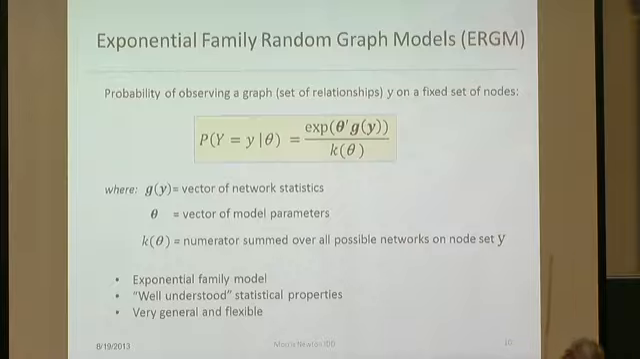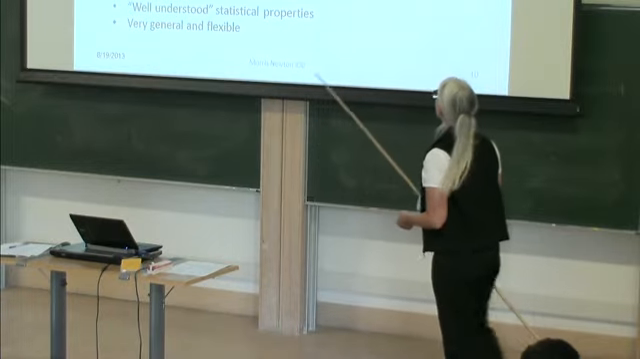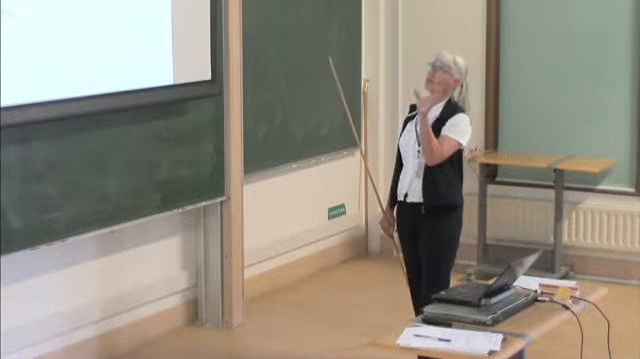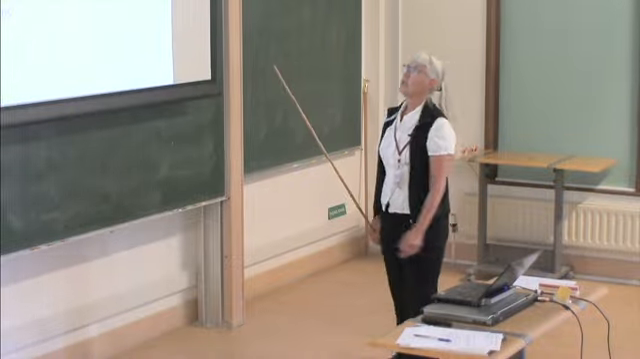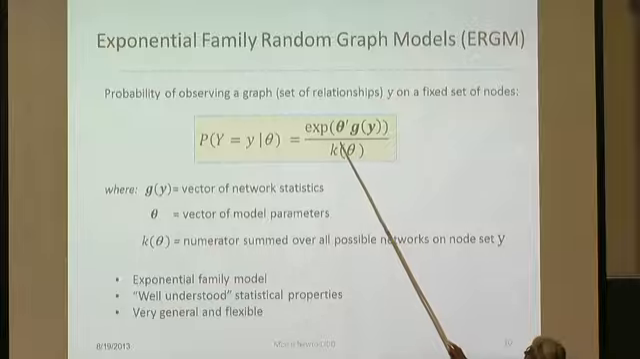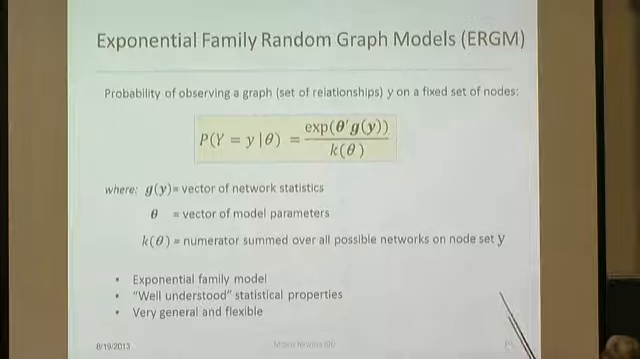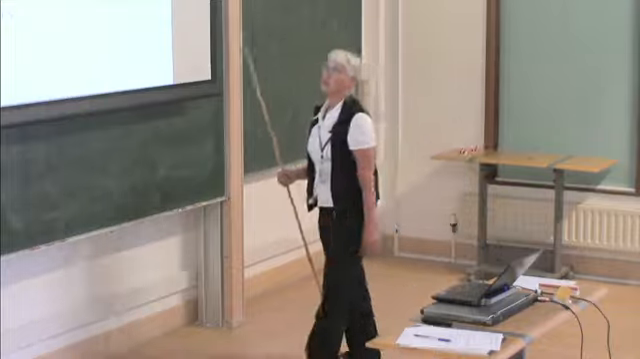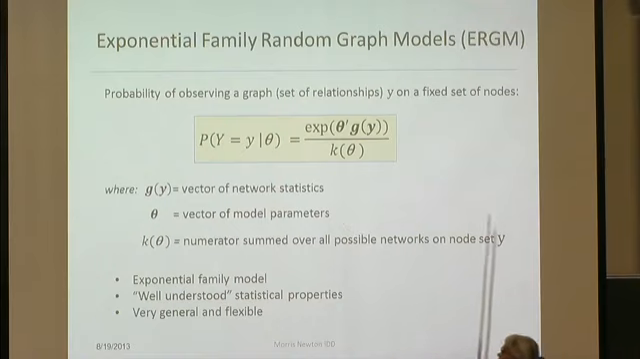So the basic family that they are working from, you can call exponential family random graph models, or ERGMs, and that's what they're now called in my field, which is a really unfortunate acronym, but that's what we're stuck with, which is the probability of observing a graph or a set of relationships Y on a fixed set of nodes. In its most general form, that probability, given theta, is just an exponential form here. So this is a linear model in an exponential form with this normalizing constant in the denominator. The g of Y, those would be your typical sort of predictors in a model, except in this case your predictors are network statistics, and we'll talk about what kinds of network statistics you can use.